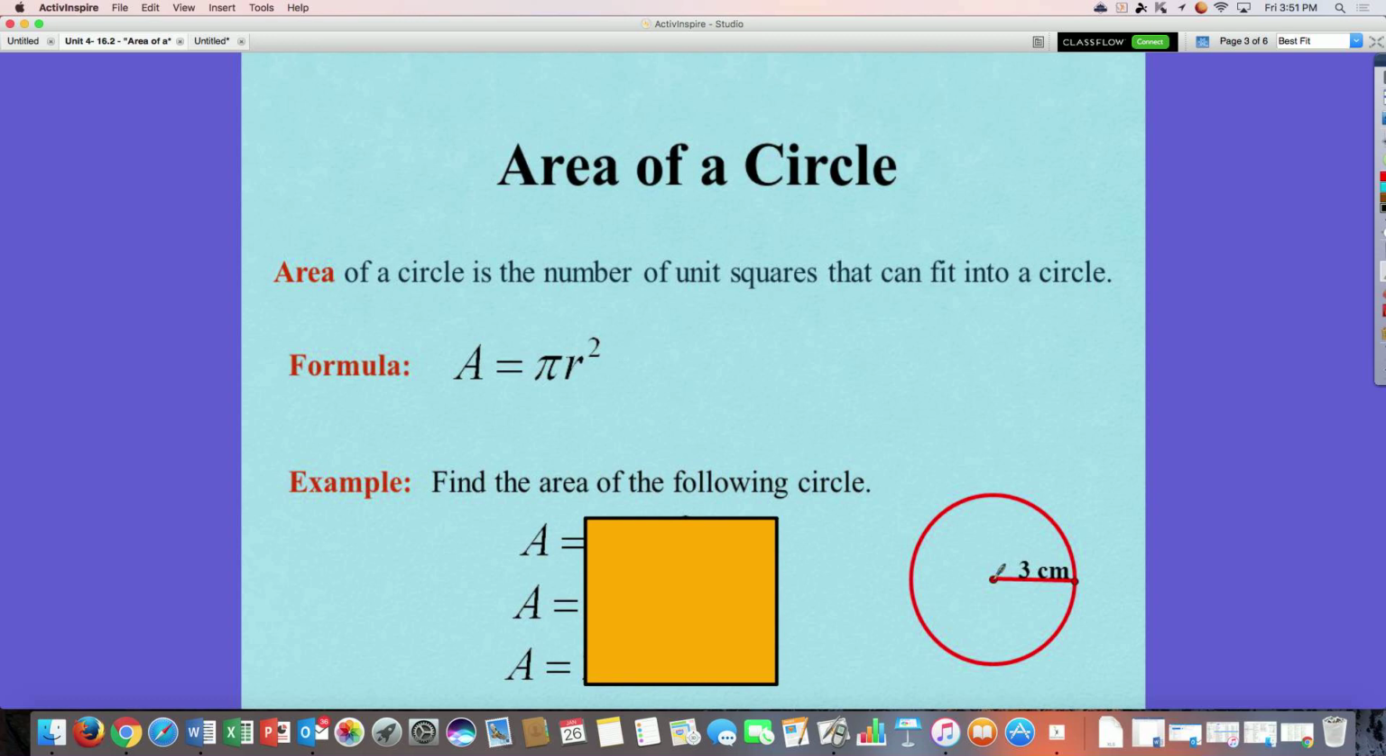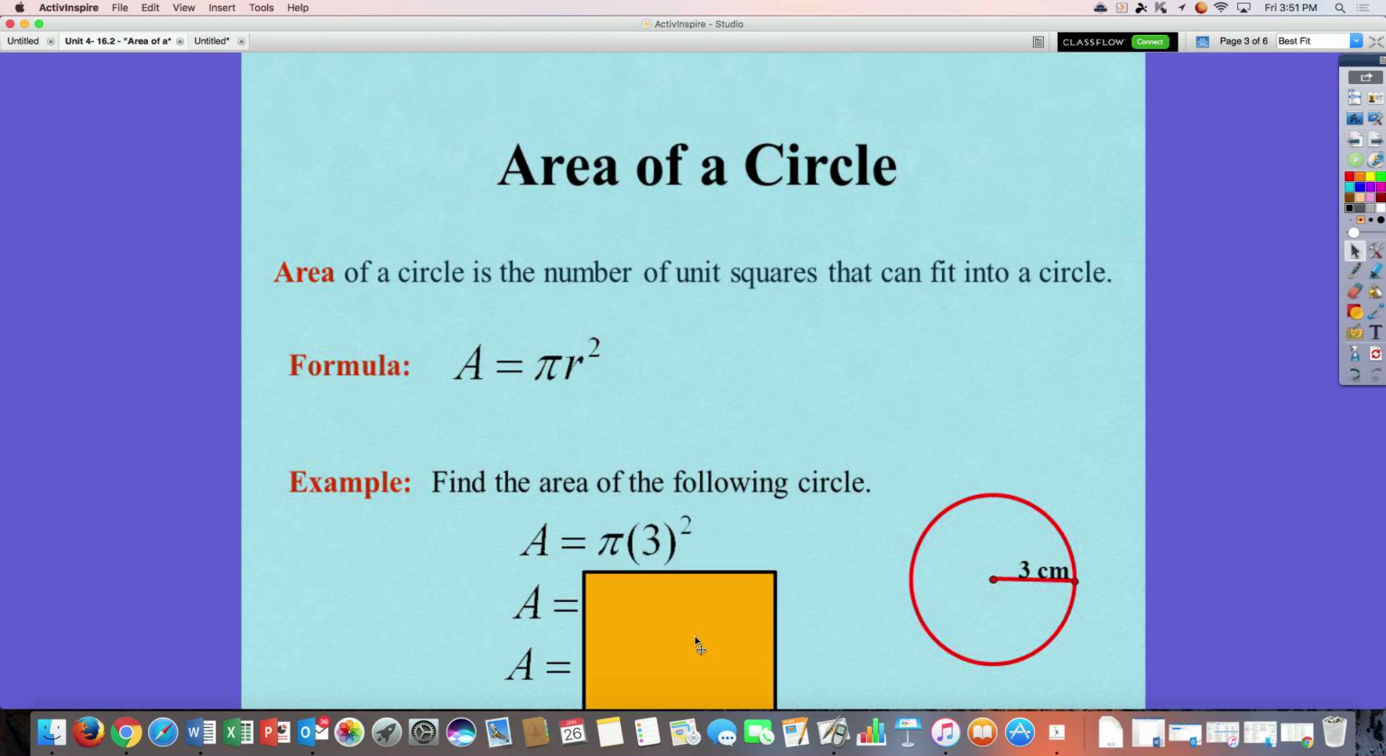So here's our circle. They already give us the radius. It's 3 centimeters. They want to know the area of this following circle, right? So we've got pi times the radius squared. I'm just filling in the numbers underneath the formula I wrote down on my paper. For those of you who like to do problems in your head, this is not going to work. Write it down.